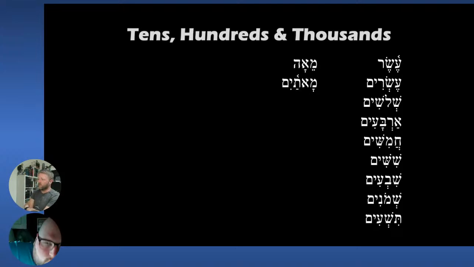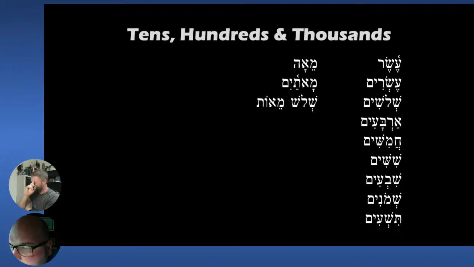Like Shavua is a week, and Shavu'aim is 2 weeks. So Matayim is 2 of Me'ot. Matayim, 200. Okay? You don't say Shtei Me'ot, you say Matayim. Shlosh Me'ot, 300. Arba Me'ot, 400. For some reason, you're going to use the construct form before Me'ot, 3 of hundreds.